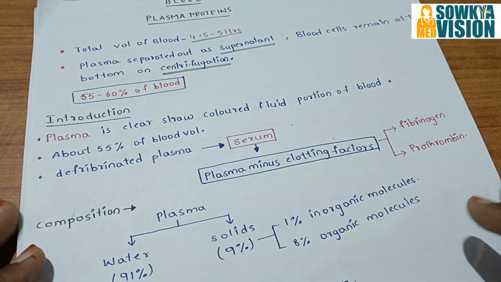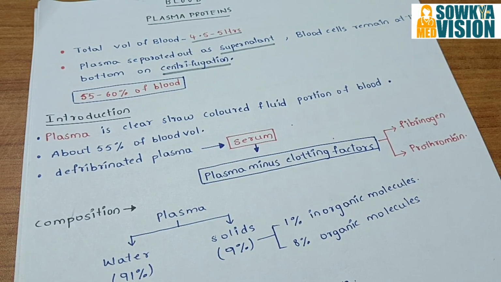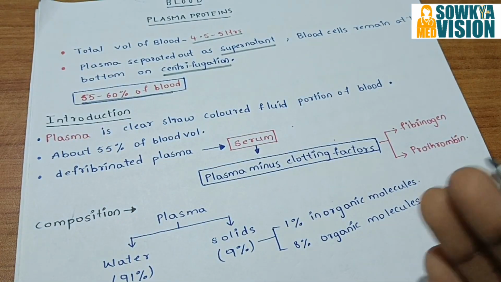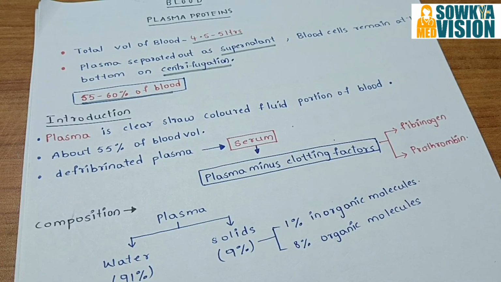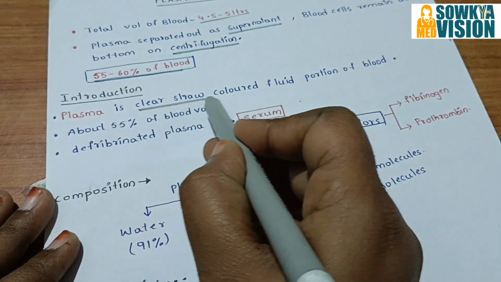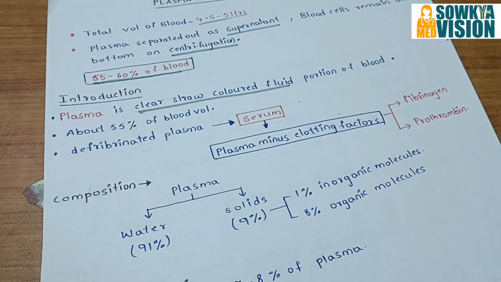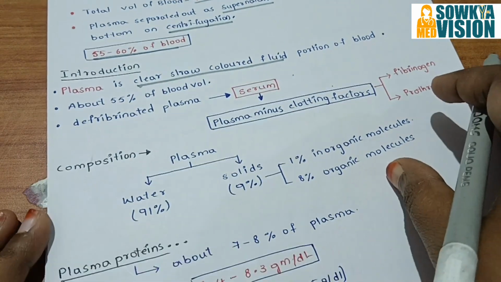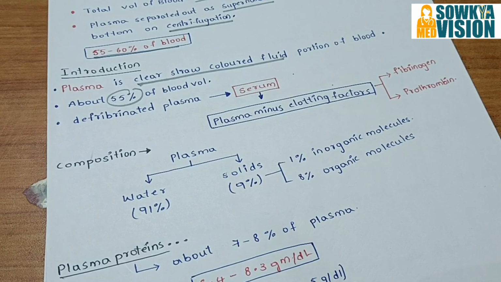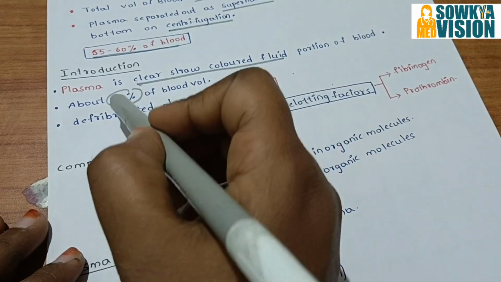Now, what is the composition of plasma in blood? Blood contains 55 to 60% plasma, and the remaining is blood cells. Now let's see the introduction of plasma. As I said, plasma is a clear straw colored fluid. It is about 55% of total blood volume. There is 4.5 to 5 liters of blood in the human body, and of that, 55% is plasma.